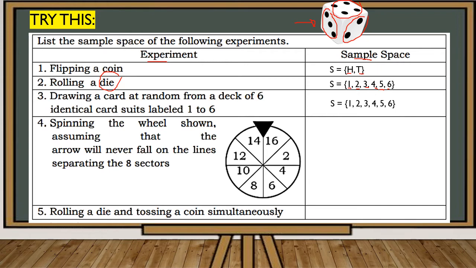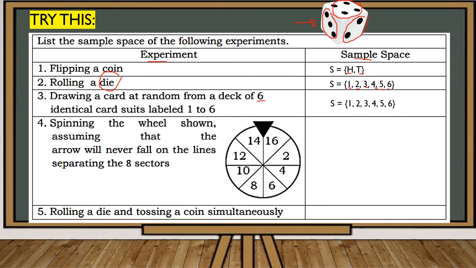Example, you have a card of spades. So spades are identical. 6. You have 1 spade, 2 spades, 3 spades, 4 spades, 5, 6 spades. So it's either you will get 1 spade, 2, 3, 4, 5, or 6. Since we only have 6 possible outcomes because we only have 6 identical cards.